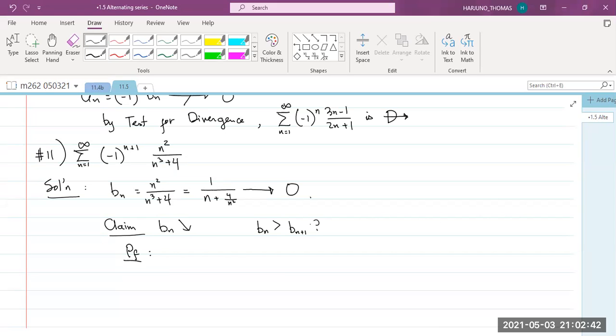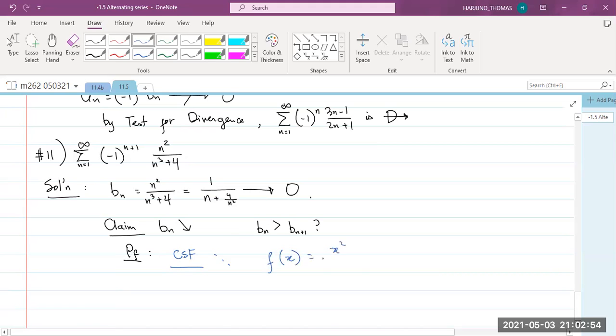I give you the idea, but I want you to write down the proof. Use the continuous superposition function. Basically, create f of x equals x squared over x cubed plus 4, and then take the derivative and show that this is negative. That's another 2 or 3 minutes, plus a 10 minute break. We come back at 9:15.